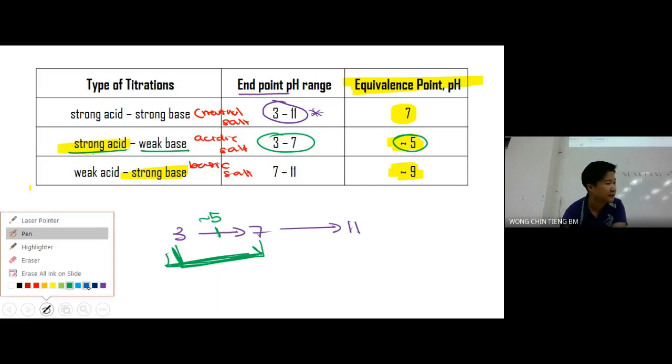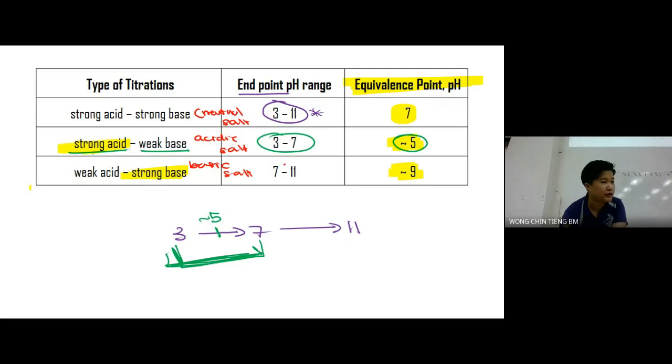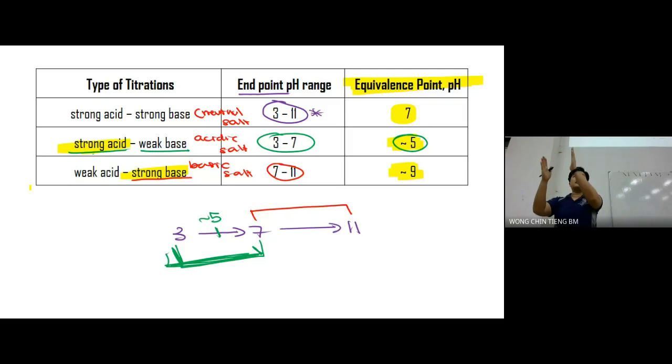The same thing apply untuk yang ni. The same thing apply untuk 7 hingga 11. Kenapa 7 hingga 11? Sebab yang kuat sekarang base. So, bila yang kuat adalah base, dia akan ambil kawasan base. Kan? 3 hingga 11, 7 duduk tengah. 3 hingga 7 kawasan acid. 7 hingga 11 kawasan base. So, kalau yang saya ada adalah strong base, saya ambil kawasan base lah. Right? Tak payah hafal pun. Hafal satu je. 3 hingga 11.